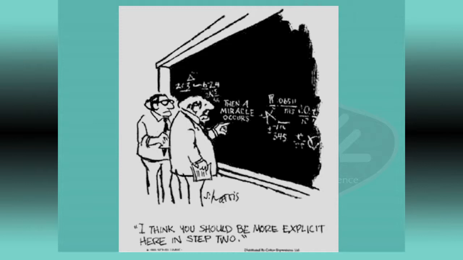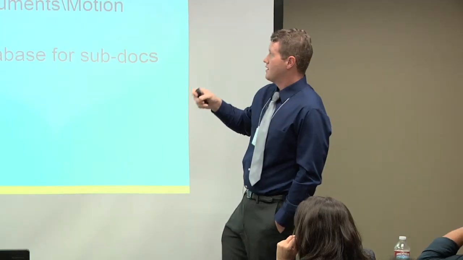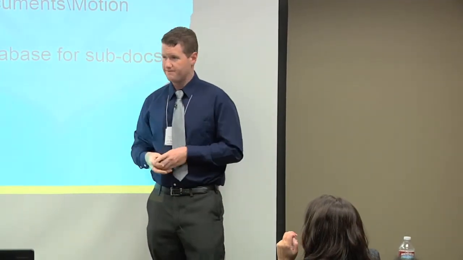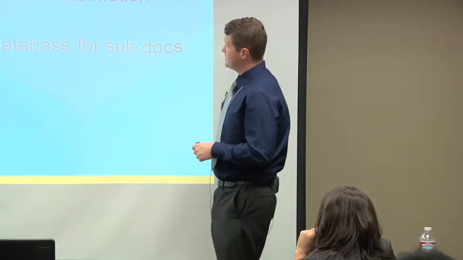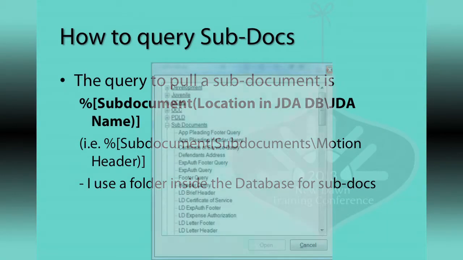So how do you query a subdocument? Here it is. The query to pull a subdocument is just the % with the square bracket subdocument, the location in the JDA database, and then the JDA name. So I gave you an example here. In my JDA database, I created a subdocuments folder because it helped me to keep everything organized to an extent. And then here's a picture of it.